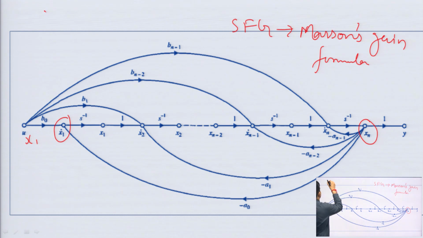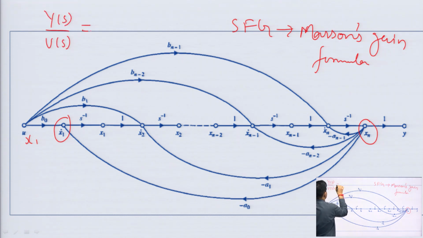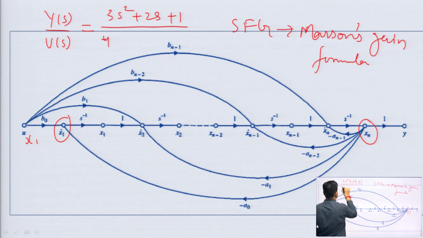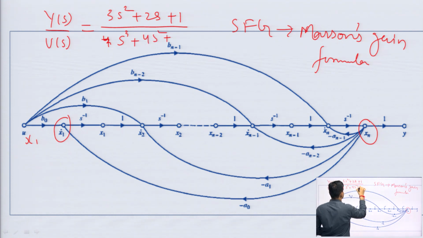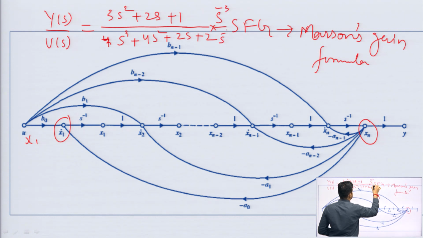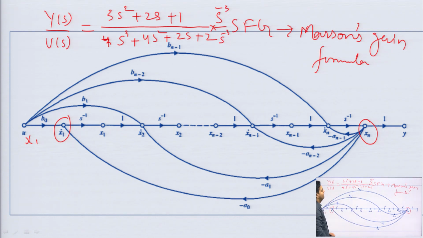Suppose you are given the transfer function Y(s)/U(s) equal to 3s square plus 2s plus 1 divided by s cube plus 4s square plus 2s plus 2. What is our first step? We need to multiply numerator and denominator by s raised to the power minus 3, and then we need to solve it.